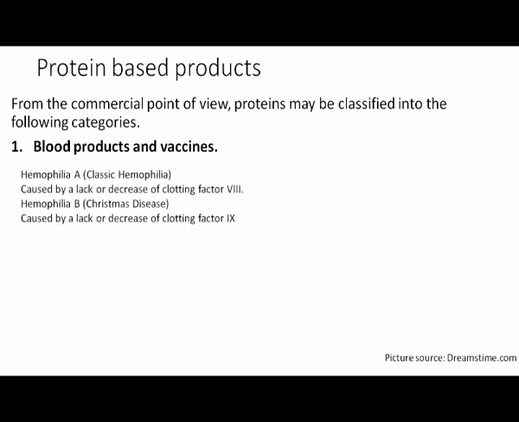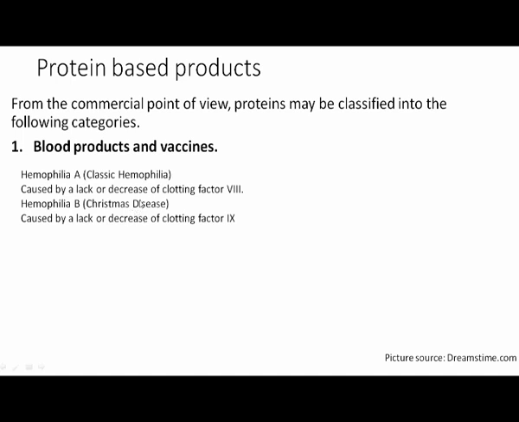So, for example, there is a factor called factor 8, and then there is another factor called factor 9. Both of these factors are protein products which are obtained from the blood, and they are used typically in hemophilia, which is hemophilia A, the classic hemophilia, or hemophilia B, which is called the Christmas disease. So, these two are hemophilia.